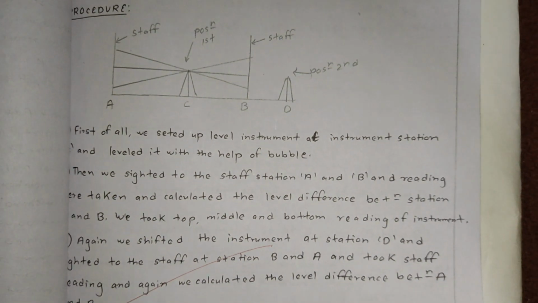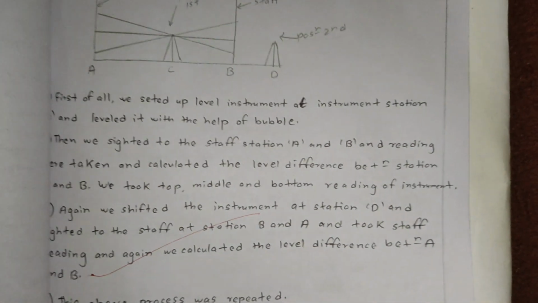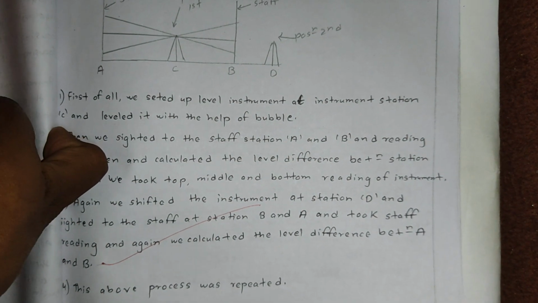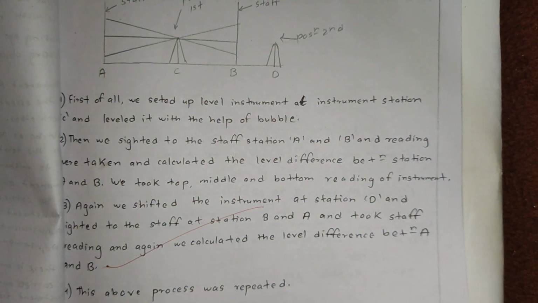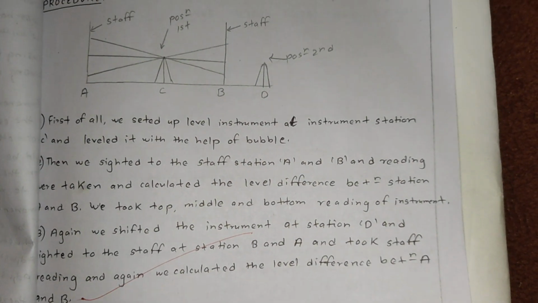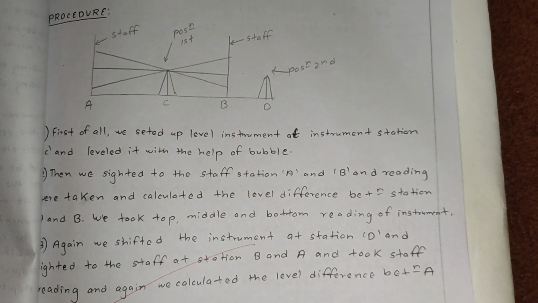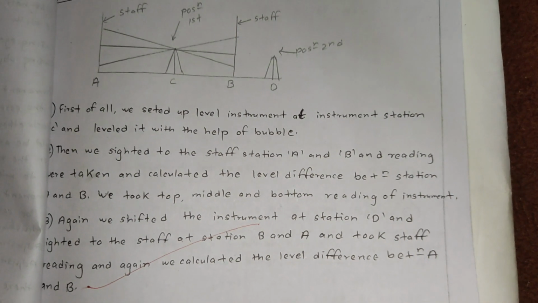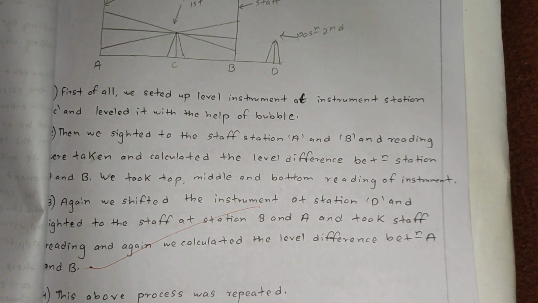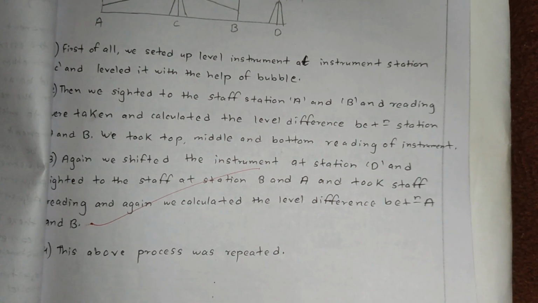So, the procedure. First of all, we set up the level instrument at instrument station C and leveled it with the help of the bubble. Then we sighted the staff at stations A and B, readings were taken, and we calculated the level difference between stations A and B. We took top, middle and bottom readings of the instrument. Again we shifted the instrument to station D and sighted the staff at stations B and A, took staff readings, and again calculated the level difference between A and B. This above process was repeated.